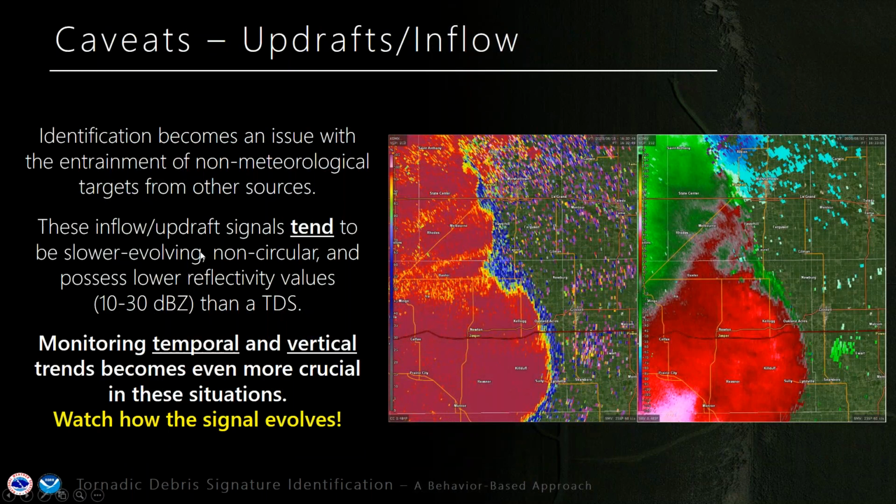And so some caveats to TDS identifications. The biggest one I can name is updrafts and inflow regions. They are a bear to try and determine TDSs versus updraft versus inflow. They tend to be slower evolving, non-circular, and generally possess lower reflectivity values than a TDS. And this is where monitoring the trends in the signature is so critical, and watching how the signal evolves.